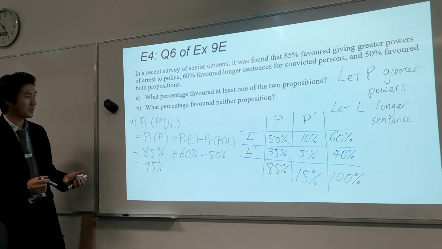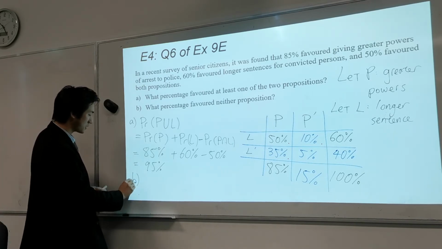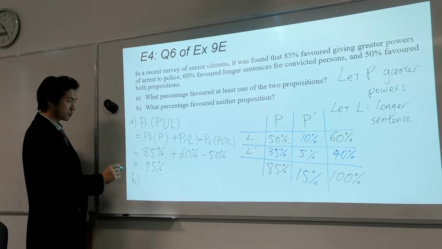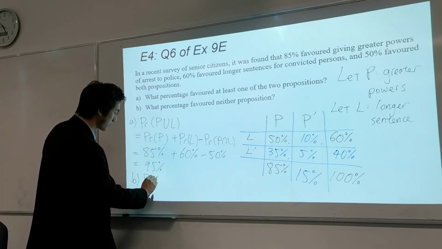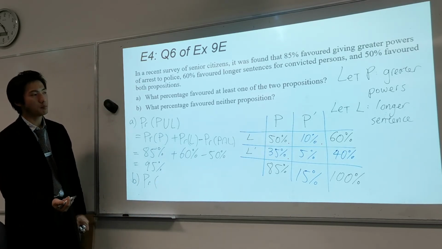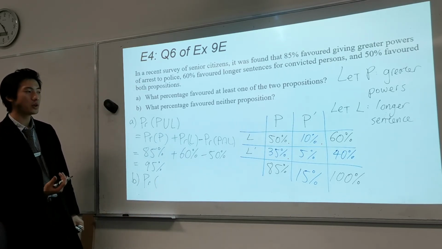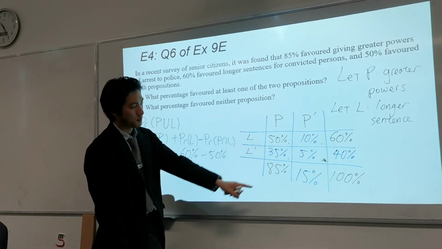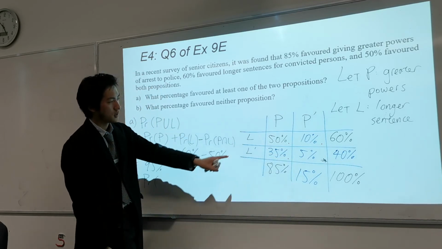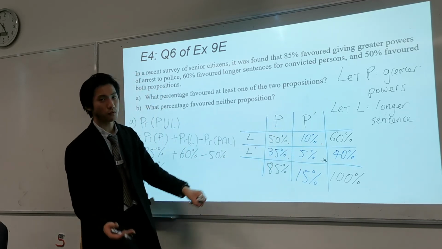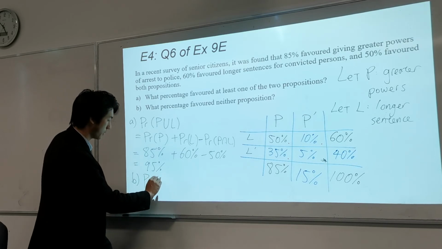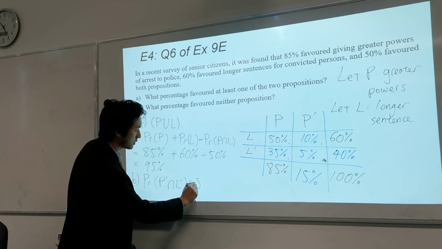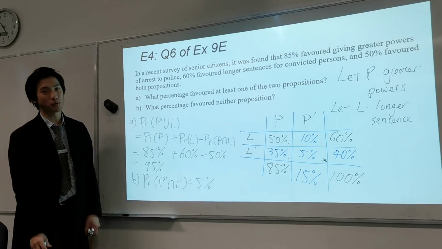Let's answer question B. Question B asks, what percentage favoured neither proposition? So in that case, the question that's being asked of us is neither P nor L. And we know that to be this box that I've placed a star in. Neither P nor L. So from our table, we can answer the question that 5% favoured neither proposition.